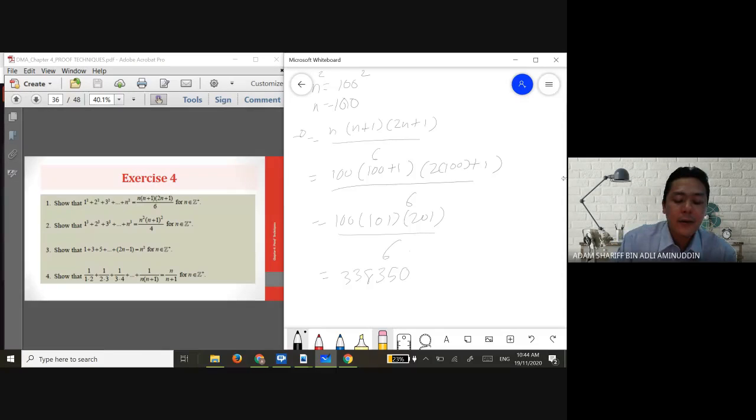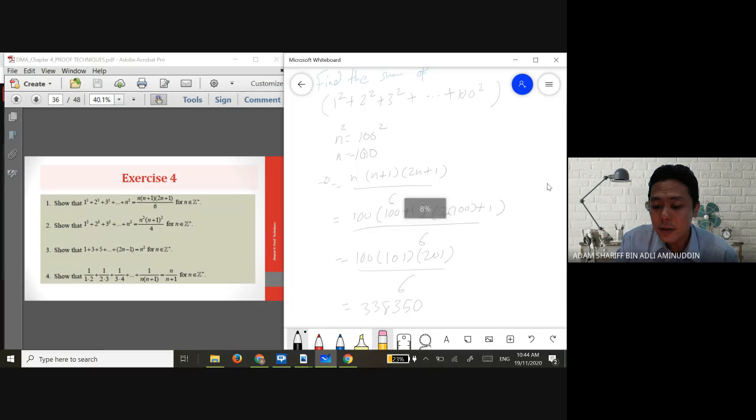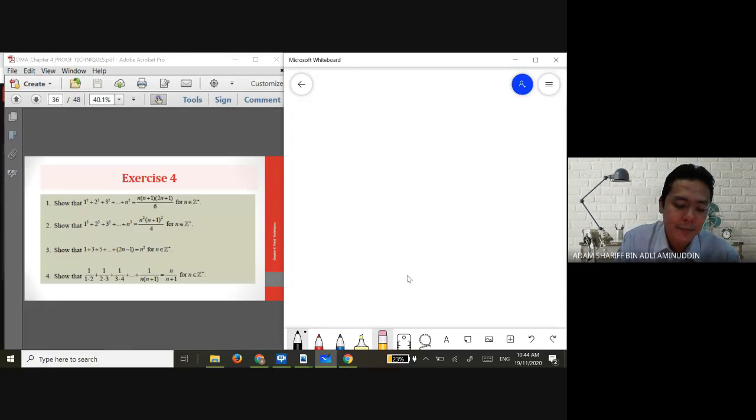Right now, I ask you to prove number 3. Number 3 dia pendek sikit, number 2 panjang. Okay, for number 3. Proof by using mathematical induction that the summation of 1 plus 3 plus 5 plus until 2n minus 1 is indeed n squared for every positive integer.